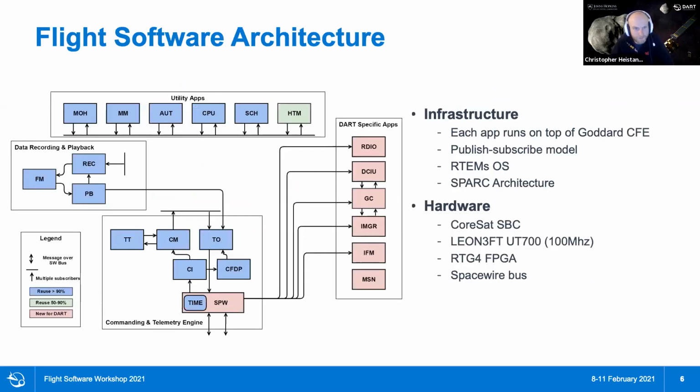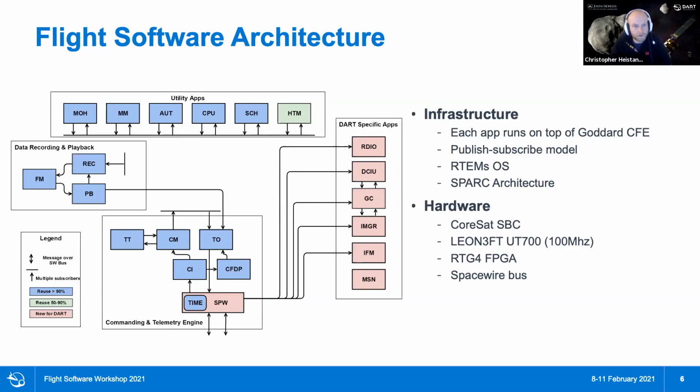Next. From a flight software perspective, we have a generally traditional software architecture for APL. It is built on the Goddard cFE, on top of RTEMS. We're running on a UT700. This seems to be a generally common stack for people. We have an RTG4 that is basically a hard LEON paired with FPGA fabric. All of our messages and all of our control is over SpaceWire.